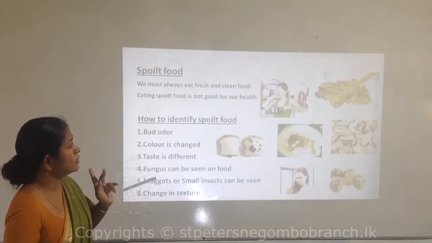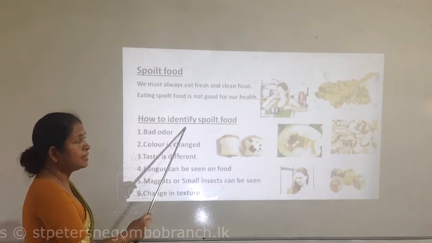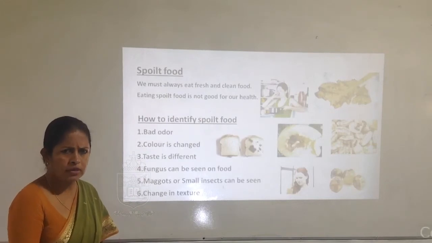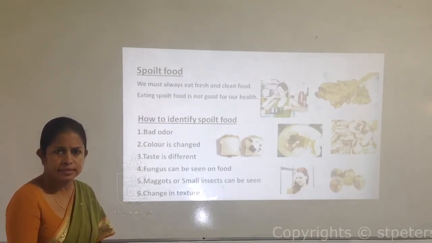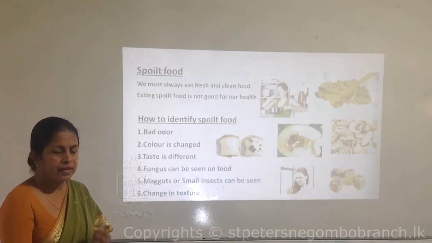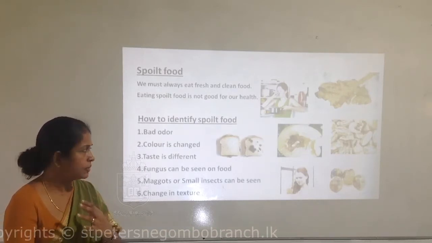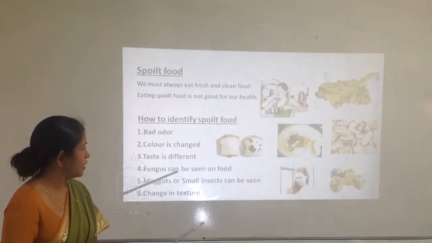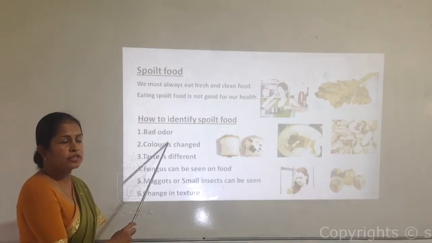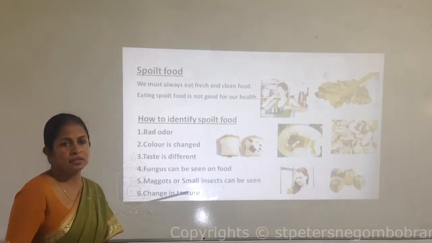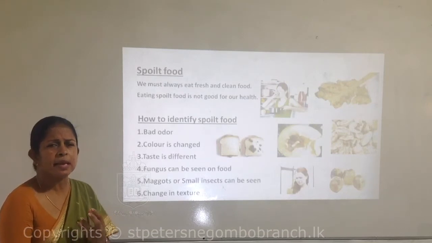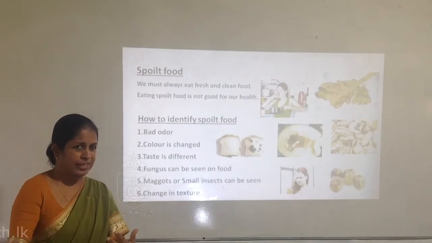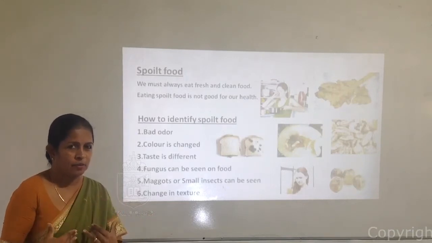How to identify spoiled food? When food is spoiled, how do we identify it? Mainly, the first thing: when we are getting closer, even before that, we can identify the food by bad odor. Bad odor means it gives a bad smell. From the food, even before we get closer, we can get a bad smell.